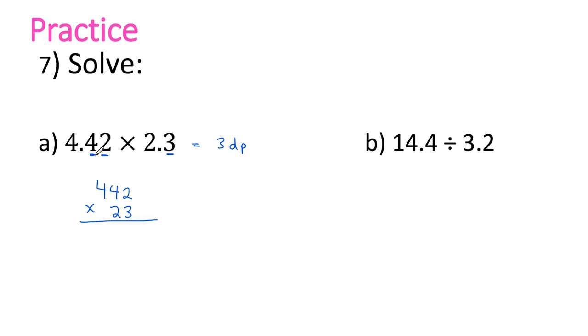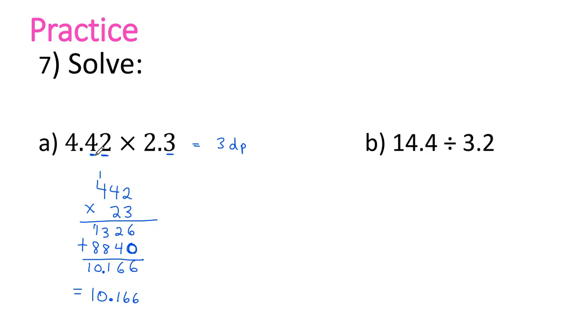3 times 2 is 6, 3 times 4 is 12, 3 times 4 is 12 again, and 1 more makes 13. In our second row, we must remember to place a 0. 2 times 2 is 4, 2 times 4 is 8, and 2 times 4 is 8. We add up our rows, 6, 6, 11, and 10. And we know that we need to move 3 decimal places from the right. So our decimal will be here. Our answer is 10.166.